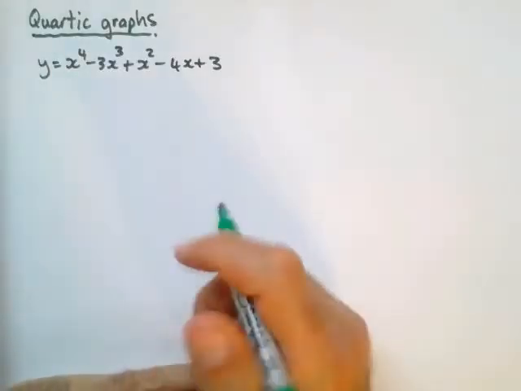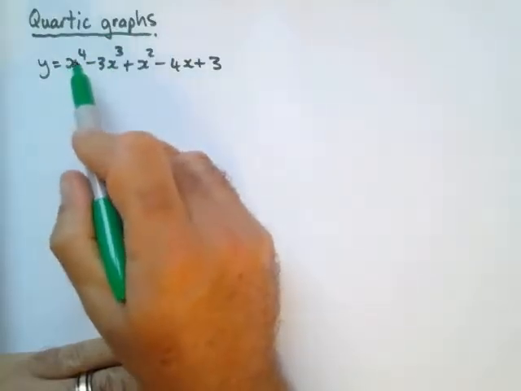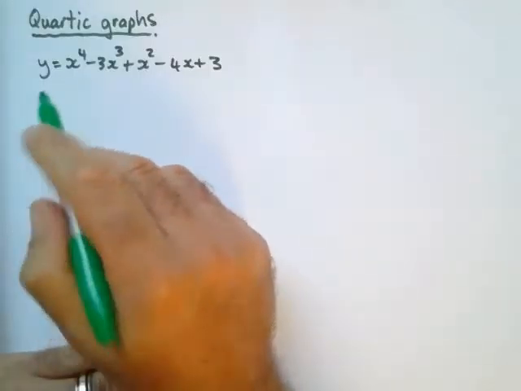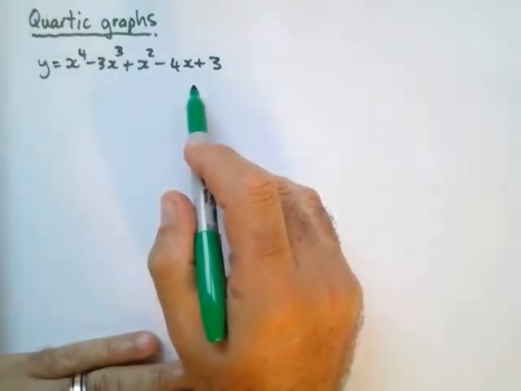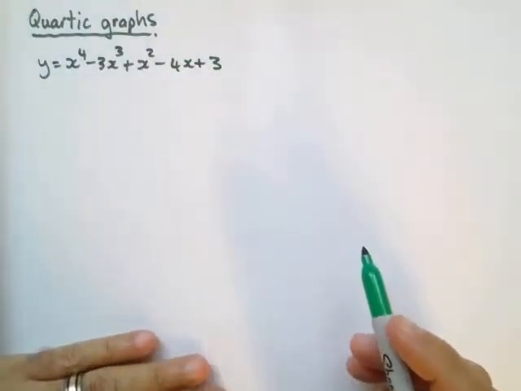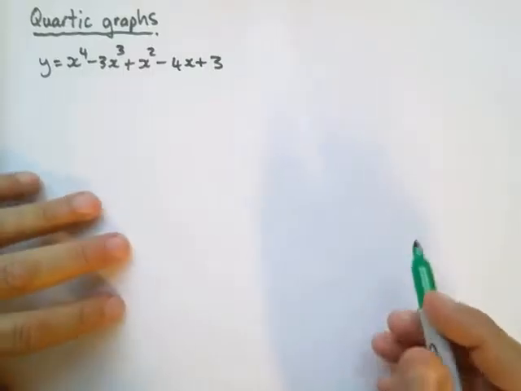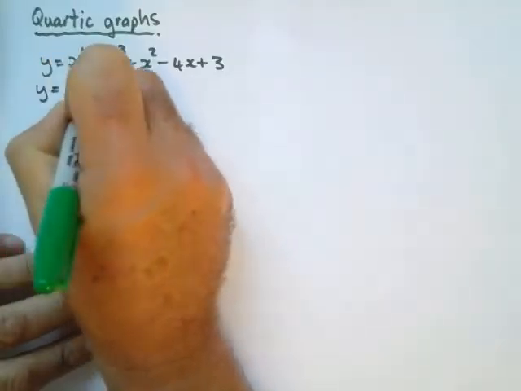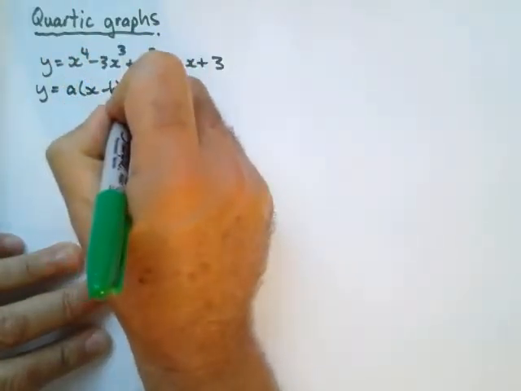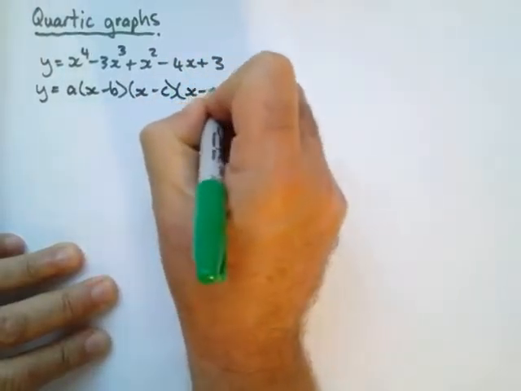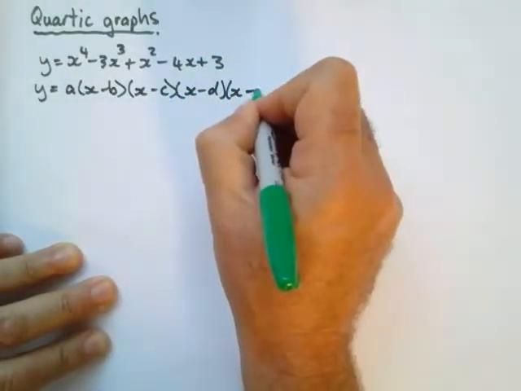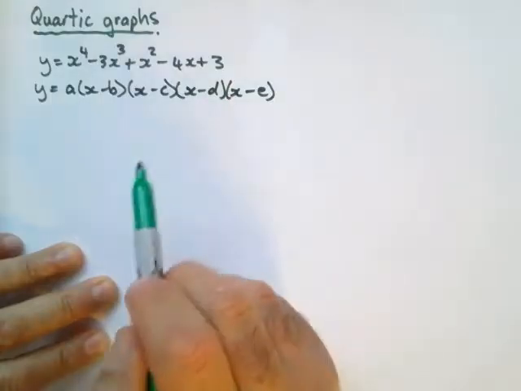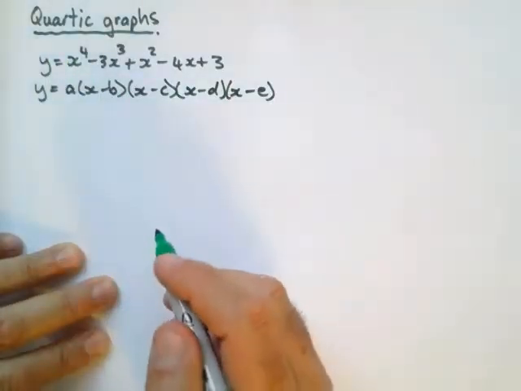Quartic graphs. We recognize a quartic by a polynomial of the 4th degree, so that 4 tells us this is a quartic graph. Drawing this in detail is not required in our curriculum, but we still need to be able to draw it. The only thing we will look at is a graph in the form y equals a(x minus b)(x minus c)(x minus d)(x minus e). This will be quartic because x times x times x times x gives us the power 4, and therefore it's a quartic graph.